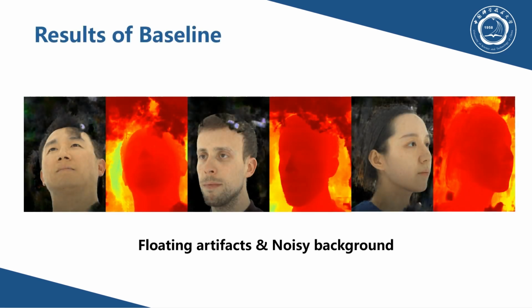Here we show some example results of the baseline model. Apparently, the reconstructed image contains unexpected floating artifacts and noisy background. We speculate that the interference of the light source in the input image causes this problem. To avoid it, the background pixels need to be identified and filtered out.